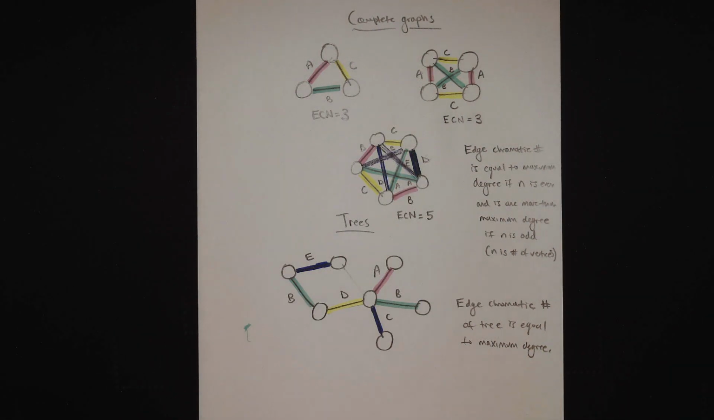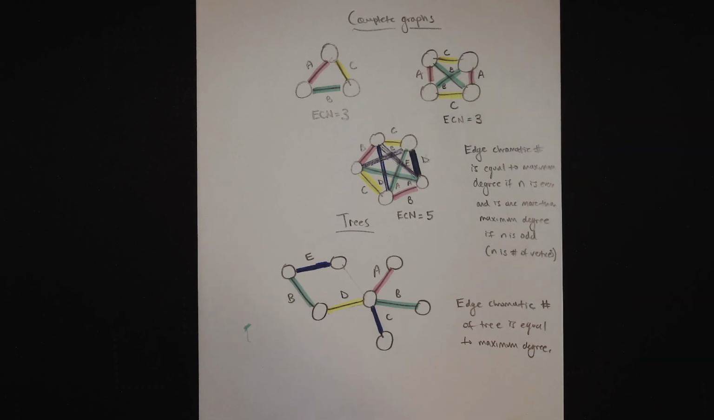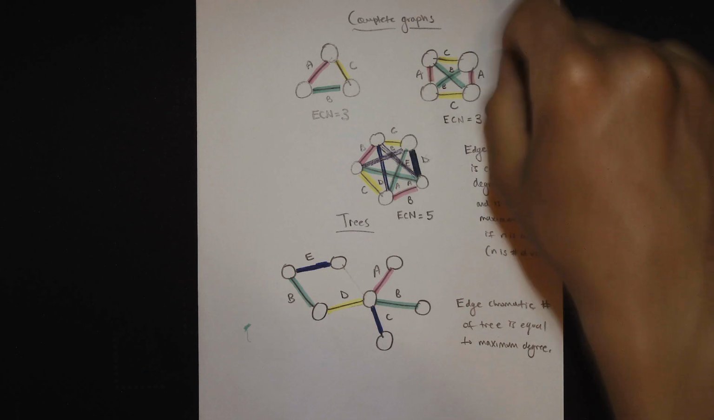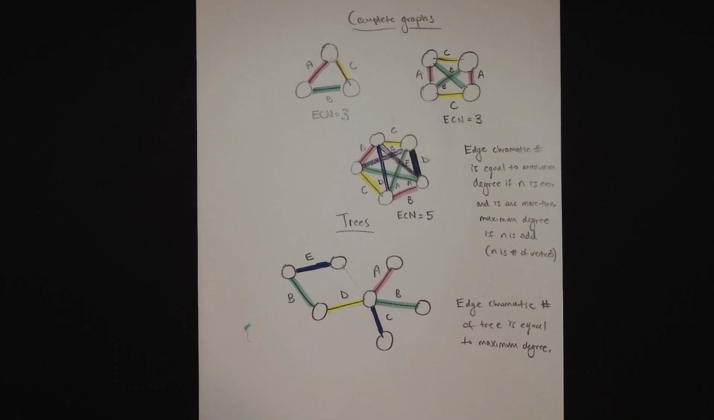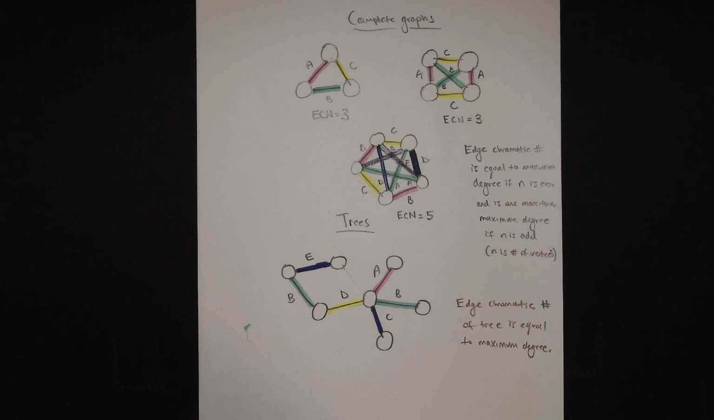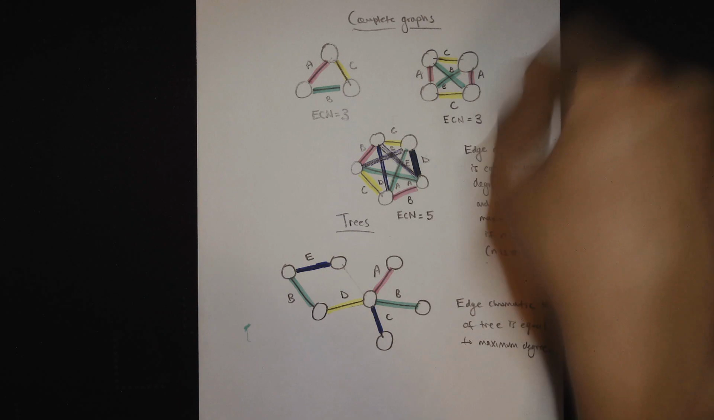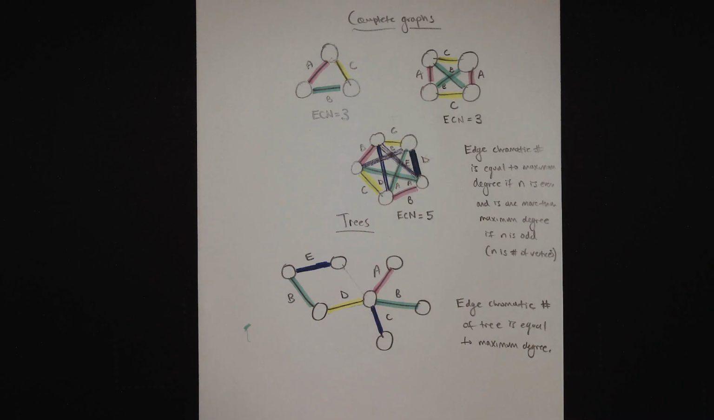And we saw that. Then for the complete graph with 4 vertices, this result states that its edge chromatic number should be the same as the maximum degree, which it is. We colored this graph with 3 colors and had no adjacent edges sharing the same color. So this is the edge chromatic number, and it's equal to the maximum degree of the graph.